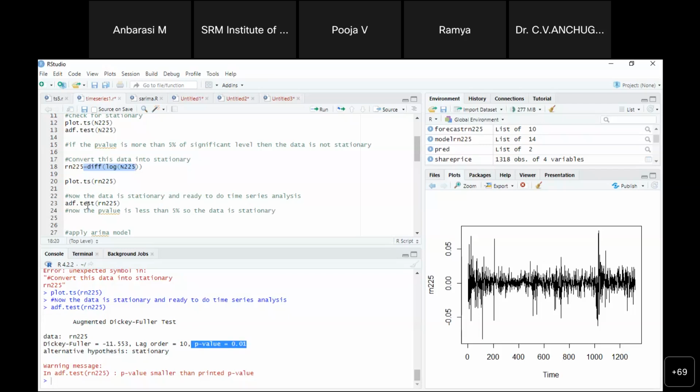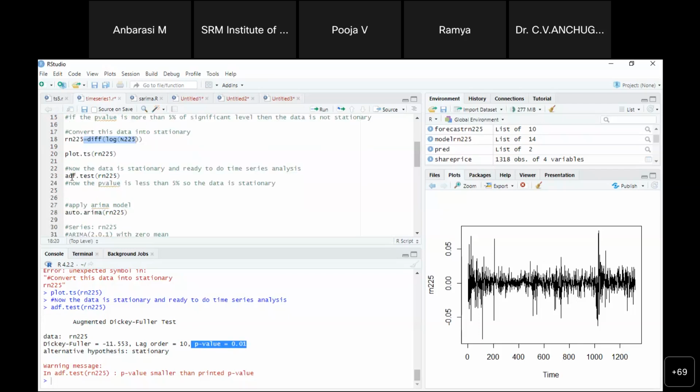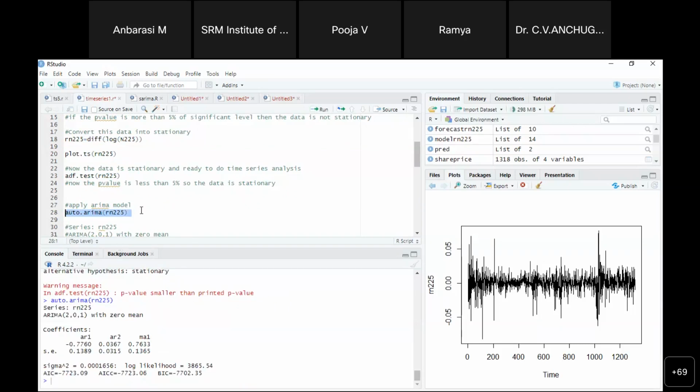So now the given data set is stationary. Once you have converted the given data into stationary, we have to apply the ARIMA model. This function will automatically calculate the p value, d value and q value. So when you execute this function, the parameters p, d and q of the ARIMA model will be calculated automatically.